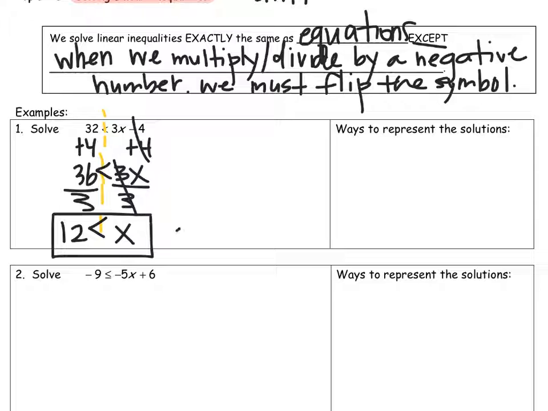In my class, a lot of my students like to write it the other way. So I'm going to write, or you could write this by switching the x and the 12 and just flipping the symbol. So these mean exactly the same thing. Either of these answers is correct.